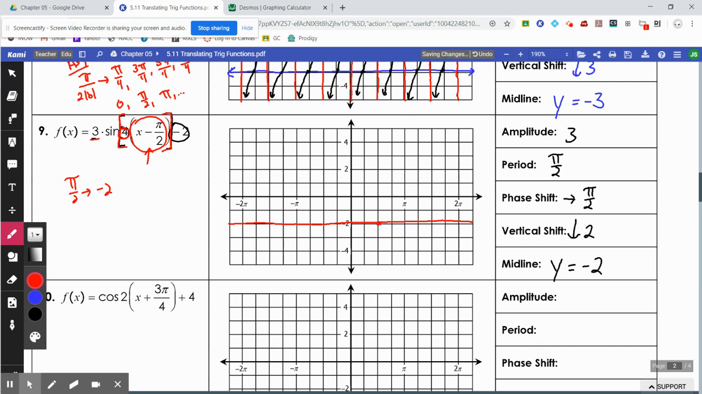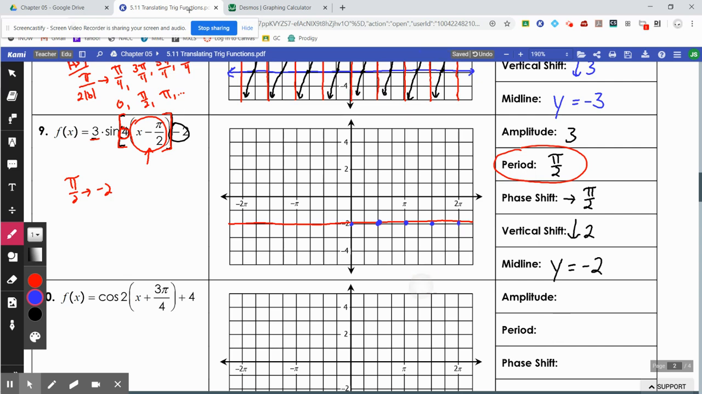And again, I know that that value is going to repeat every pi over 2 units. So therefore, since it occurs here, I can go over pi over 2 and put another one. Let me do a different color here. So I have a point here, a point here, a point here, and a point here. Now, that is a complete cycle.